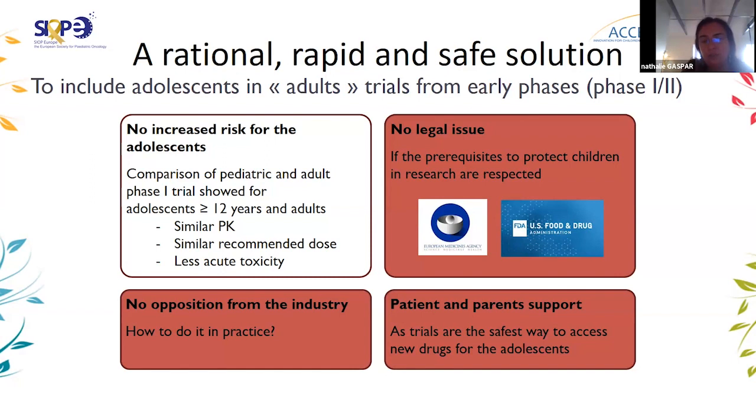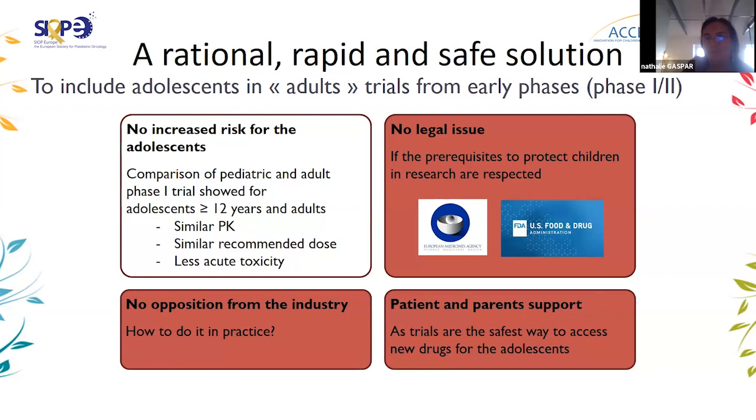Usually they have less acute toxicity than adults. When you say that, some people tell you there is a legal issue: you cannot do early phase trials in adults with children or adolescents included. This is not true. There is no legal issue, and there is even now a recommendation from the FDA and EMA to do so. Then they will tell you there is an opposition of the industry. This is not completely true.